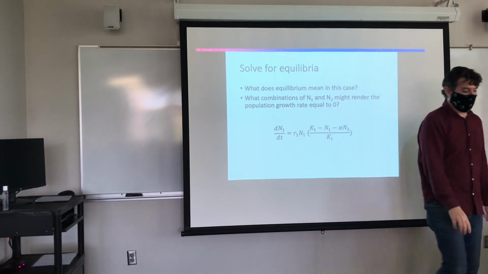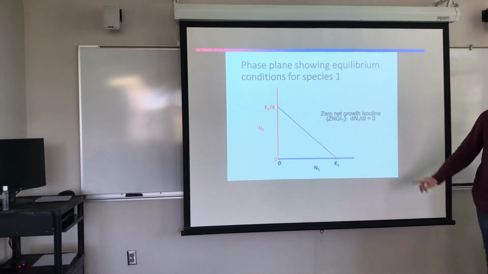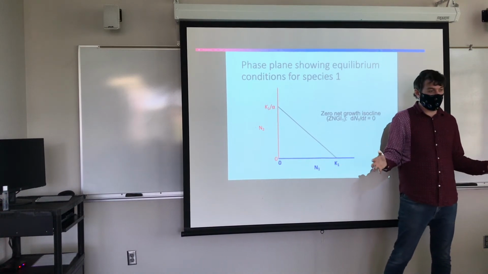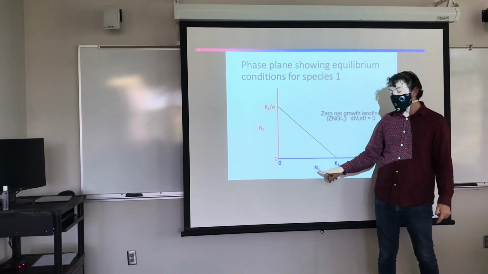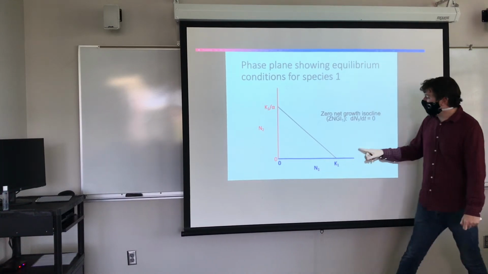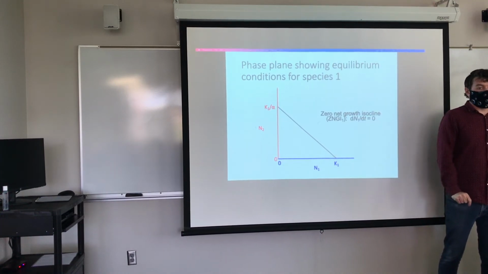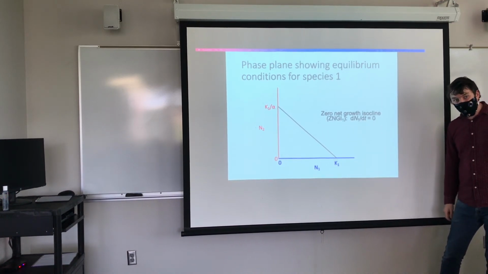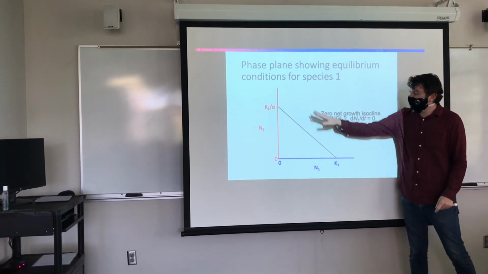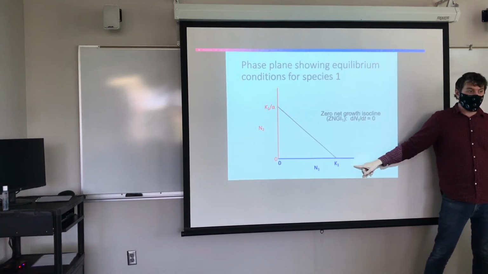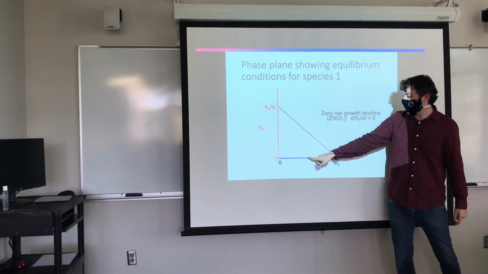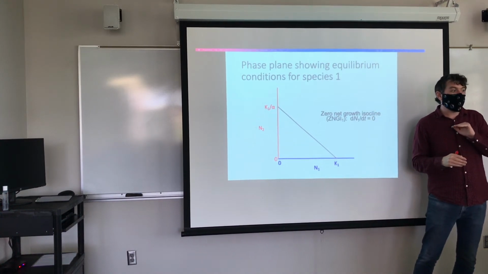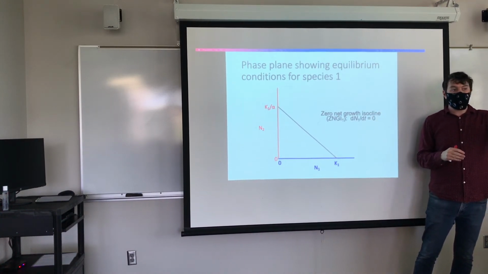Right? This line represents all the combinations of the two populations that will result in zero growth, zero net change for species 1. So we call it the zero net growth isocline, or the ZNGI. And that's when the rate of increase for species 1 is 0. That could be when all of species 2 are extinct and species 1 is at its carrying capacity. Or it could be somewhere here where there's some of species 1 and some of species 2, but they've eaten all the resources up. And species 1 is maintaining, but it's not increasing or decreasing.